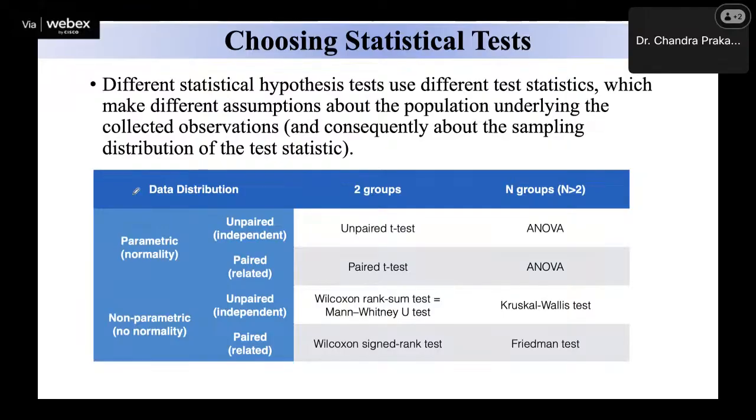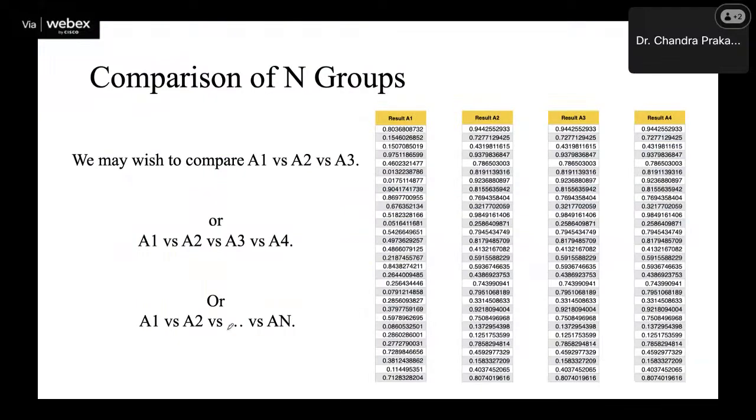These different statistical hypothesis tests make different assumptions about the population. So depending on parametric and non-parametric, if the groups are independent, then I go with the unpaired t-test. If they are related to each other, then we go with the paired t-test. If more than two groups are there, then we go with the ANOVA test. Same case for non-parametric, we have the Wilcoxon test or Friedman test or Kruskal test.